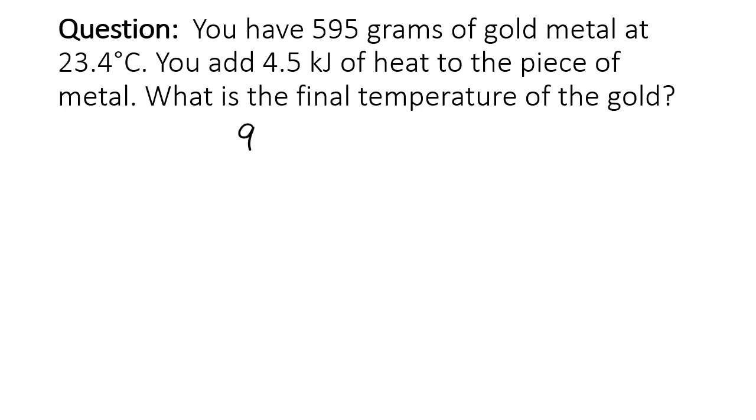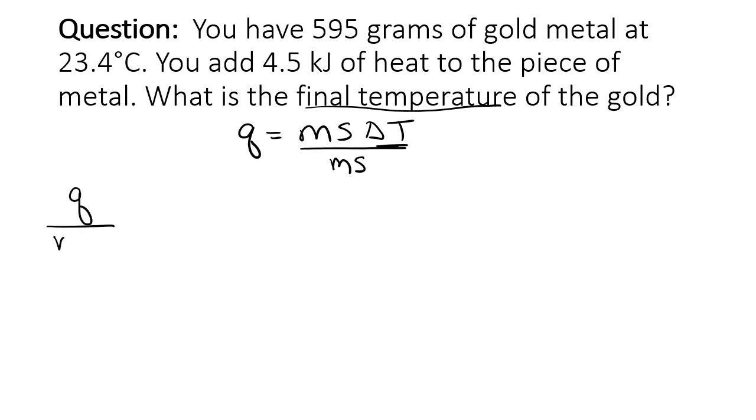Again, the equation that we're going to use is Q equals ms delta T. Let's rearrange this one and solve for the final temperature, which is inside of the delta T. So I'm going to divide by ms. I'll get that Q divided by ms is going to equal the change in temperature, which I will also write as T final minus T initial. So let's plug in and find out that Q is the heat, which it says 4.5 kilojoules.